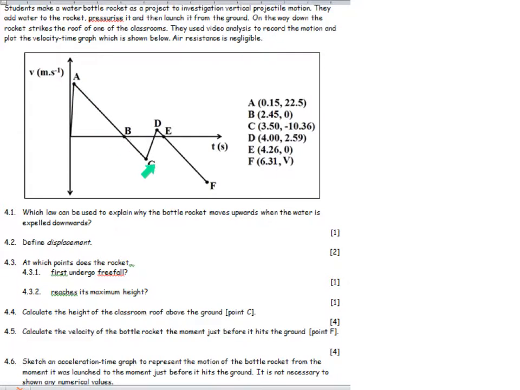Here's free fall. Here's free fall. This is the part where it's getting propelled upwards, so it has increasing velocity in the air. It's an acceleration, and it's due to the rocket. Here is the part where suddenly I am slowing down because of the roof.